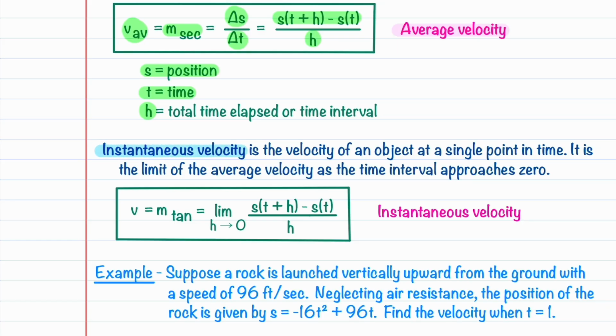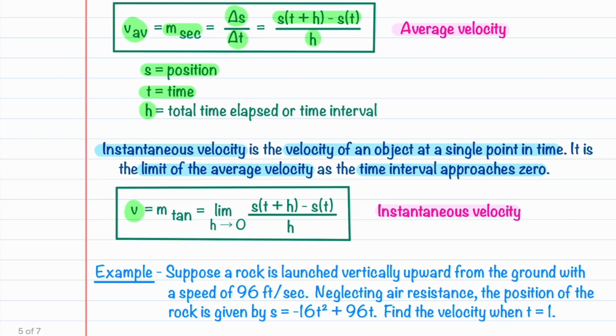Instantaneous velocity is the velocity of an object at a single point in time. It is the limit of the average velocity as the time interval approaches 0. Our formula for instantaneous velocity is just written as v, and it's actually the slope of a tangent line, and it's the limit as h approaches 0 of our average velocity given by this formula.